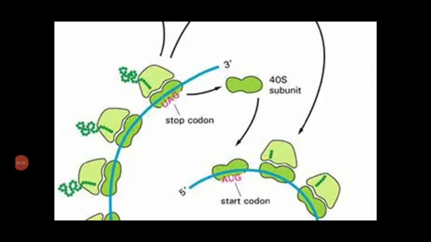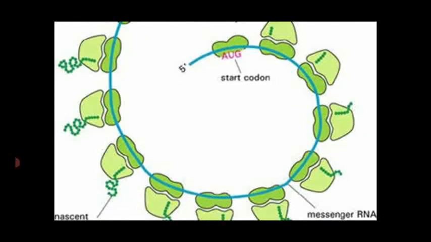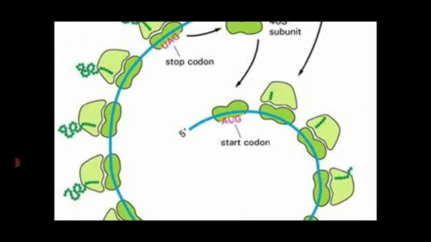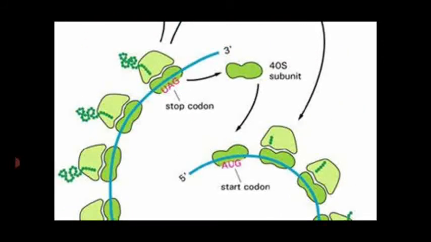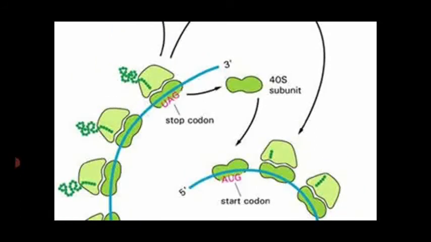Dear students, see the diagram. At the center, a blue color strand is said to be the mRNA strand. In that strand, the two subunits of ribosomes are attached. At the top, they have the large unit. At the base, it's said to be the lower unit. In the mRNA strand, the translation process starts from 3' to 5'.